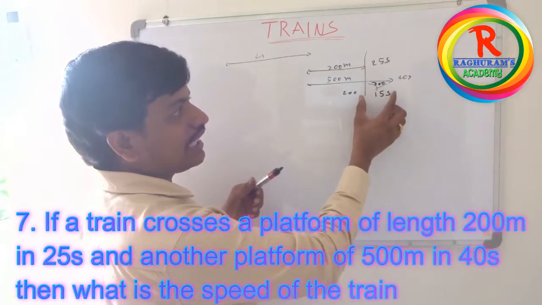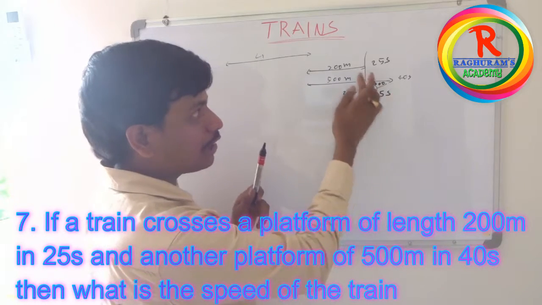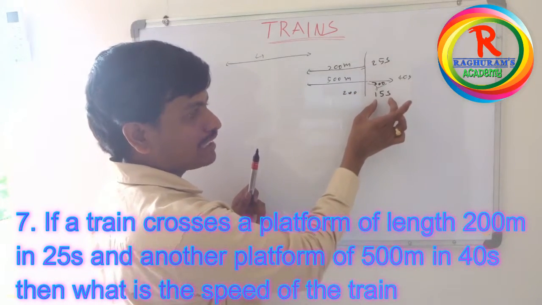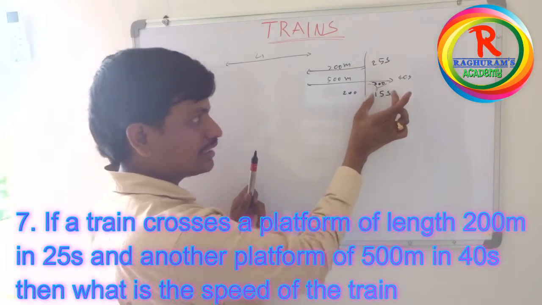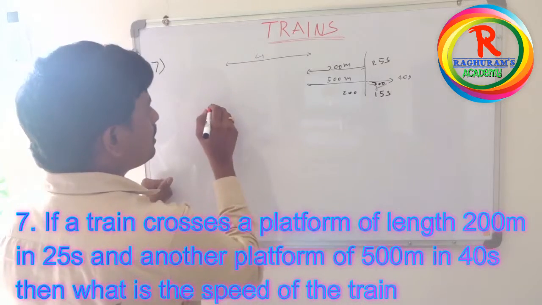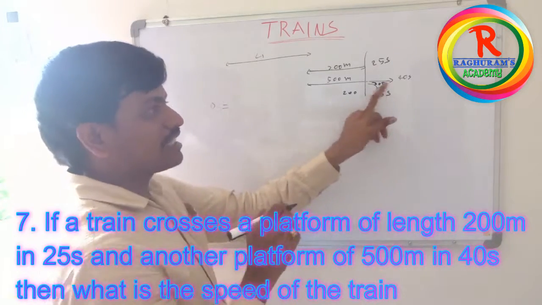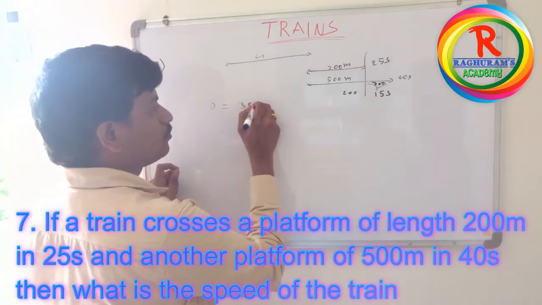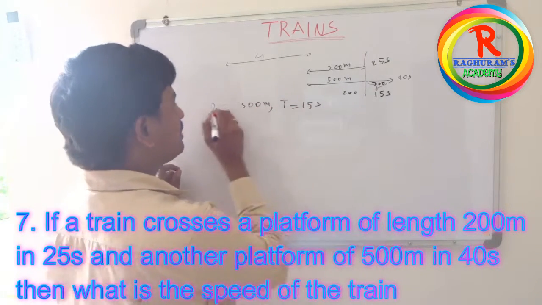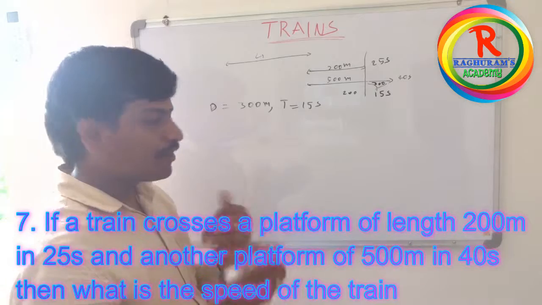It is crossing another 300 meters in how many seconds? Up to here 25, total 40, so 40 minus 25 is 15 seconds. So another 300 meters in 15 seconds. Simply, for the remaining part we take the distance as 300 meters and the time as 15 seconds. We can find the speed easily.